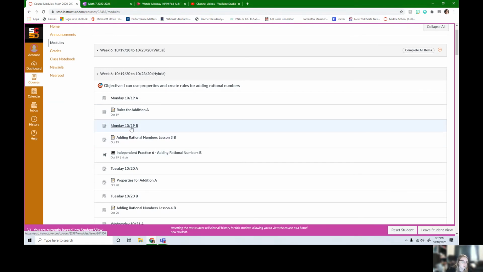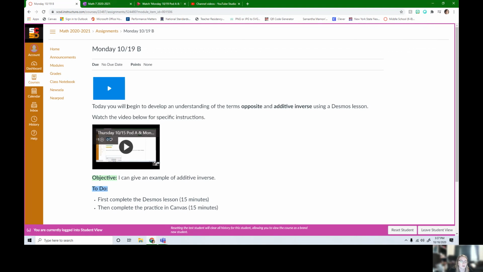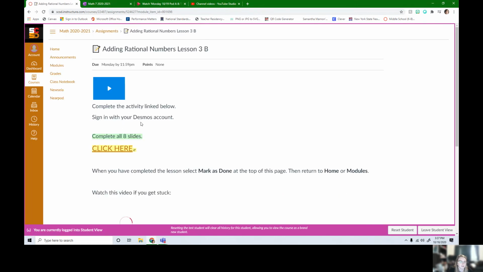So on Monday, here's a little overview. Your students will be working virtually, so they're working from home. I'll be teaching the Pod A students in person during this time. So they have a Desmos lesson and then some practice. This is adding rational numbers, lesson 3B.